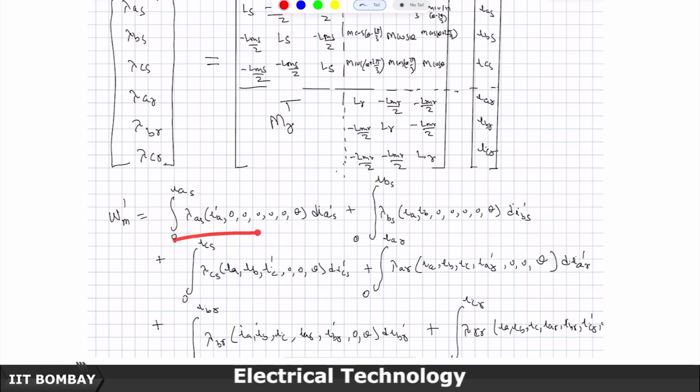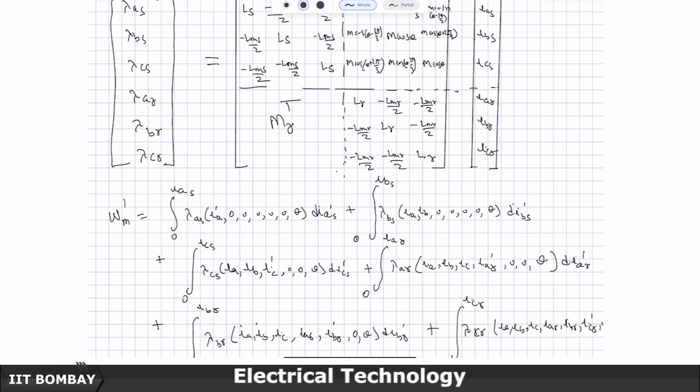So, this will set the first term corresponding to lambda AS. Now, after that we will calculate the co-energy associated with the B phase winding. Now, the A phase current has already reached its final position. We are going step by step. A phase current has already reached its final value.